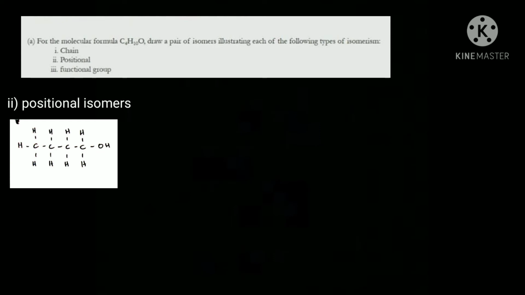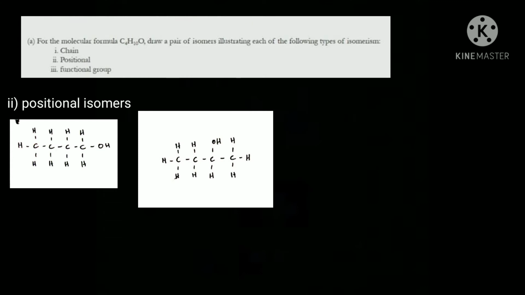So for the second structure isomerism, we have the positional isomerism. Positional isomerism means have same carbon skeleton and belong to the same homologous series but differ in the position of functional group. Just like what we learned, positional isomerism means we only change the position of functional group. So this is our first positional isomers.